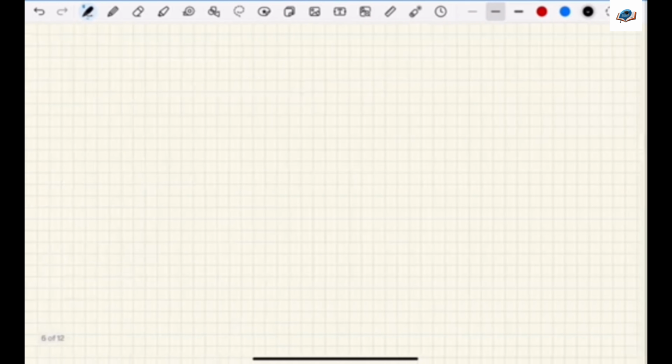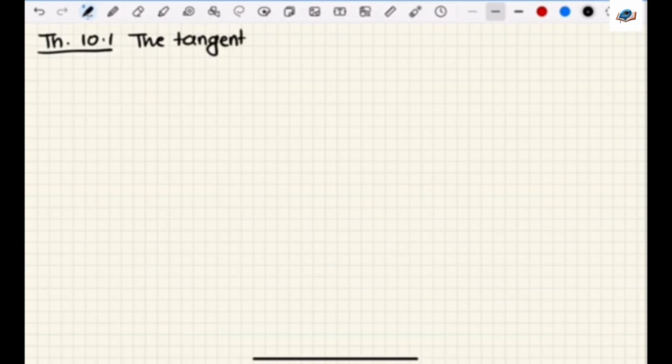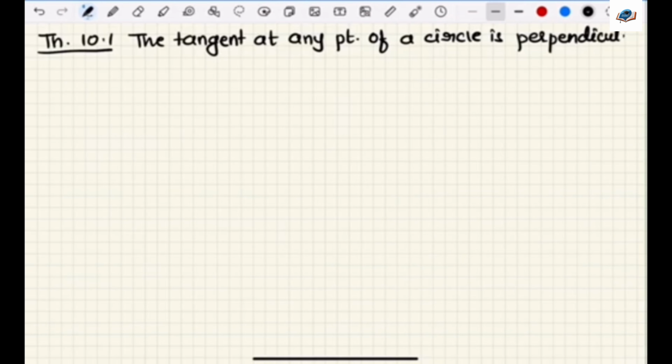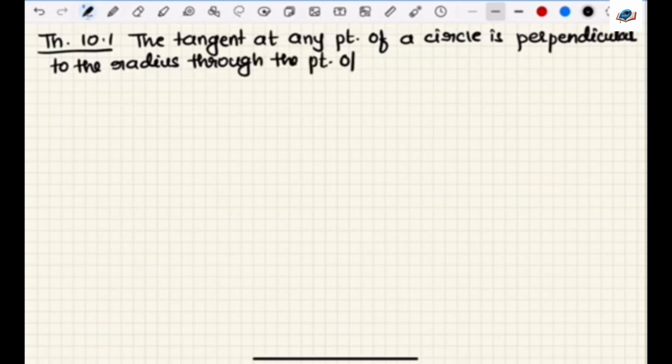Now, coming to the next point, that is theorem 10.1, it says the tangent at any point of a circle is perpendicular to the radius through the point of contact.